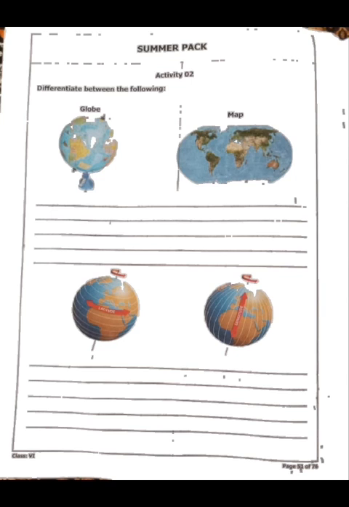A globe can be used to get a broad-level picture of the world, while maps provide more specific information about different places. The next is the difference between latitude and longitude lines. Latitudes are horizontal lines that measure distance north or south of the equator. Longitudes are vertical lines that measure east or west of the meridian.